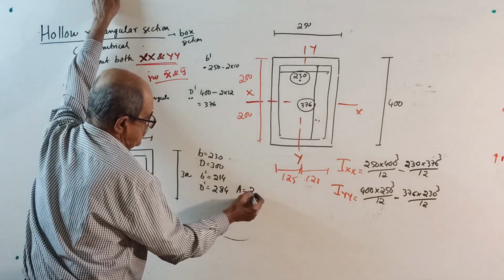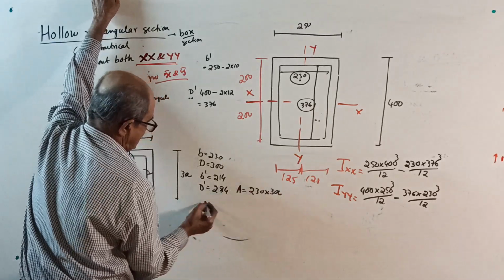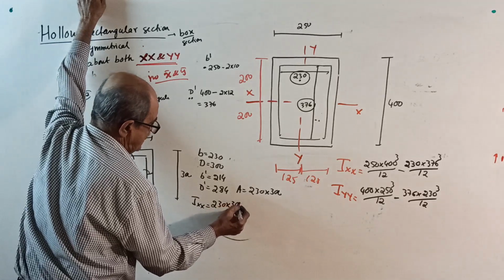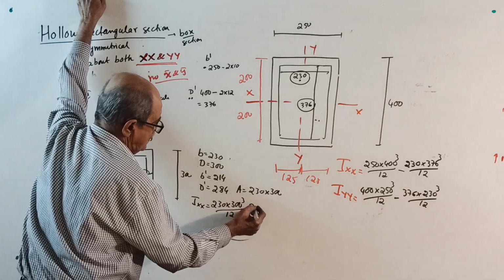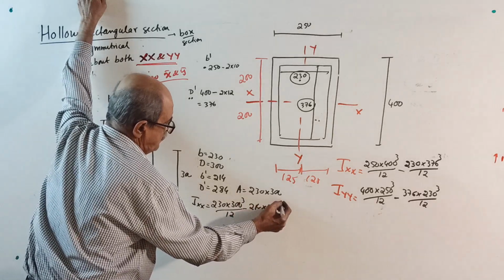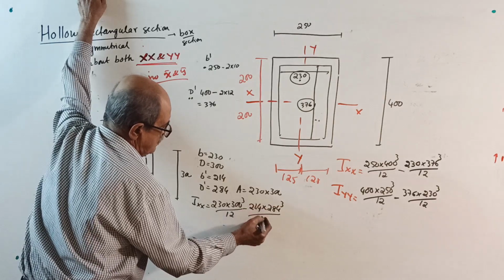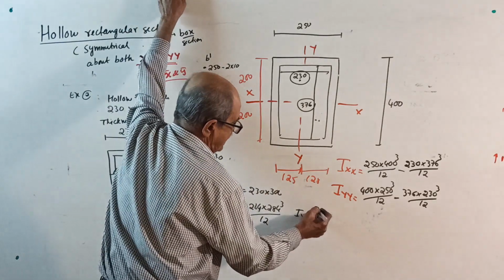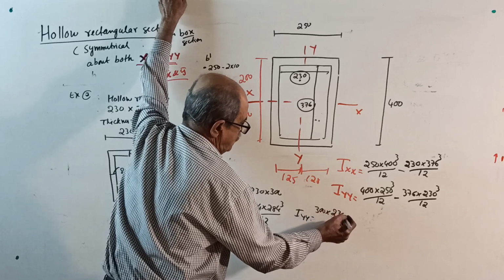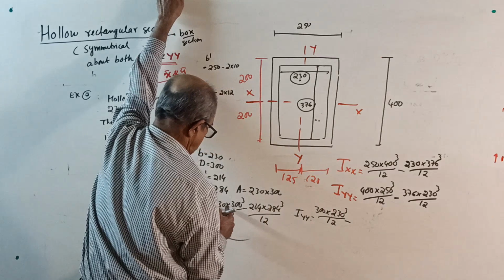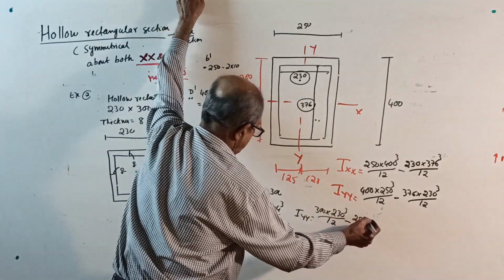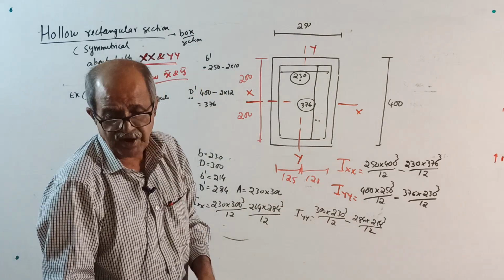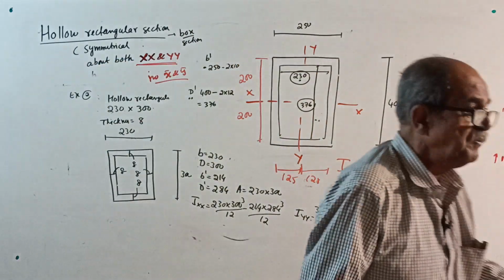See now. Area: 230 into 300. IXX: 230 into 300 cube by 12 minus 214 into 284 cube by 12. Over IYY: this way, 300 into 230 cube by 12 minus 284 into 214 cube by 12. That's all. Write the answer. Okay, now closing part.